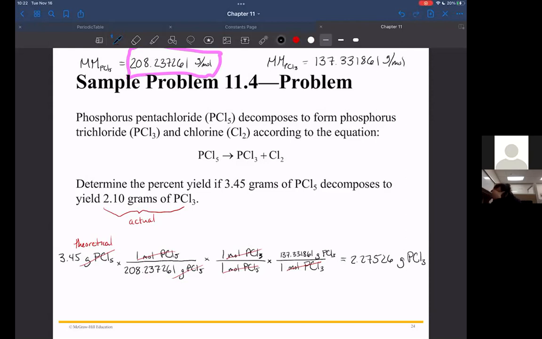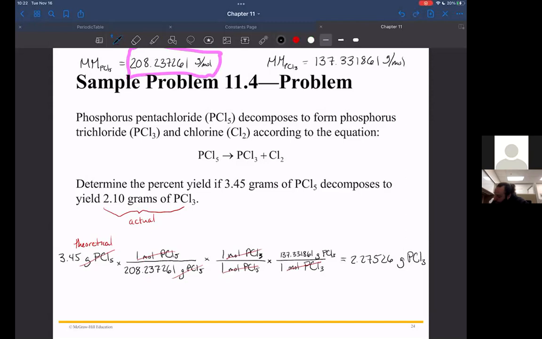Okay, so that's my theoretical yield. And again, I got that from calculations. That's how we get our theoretical yield. Calculating that if 3.45 grams of phosphorus pentachloride was consumed, if all of that was consumed, I would get 2.27 grams of the phosphorus trichloride.